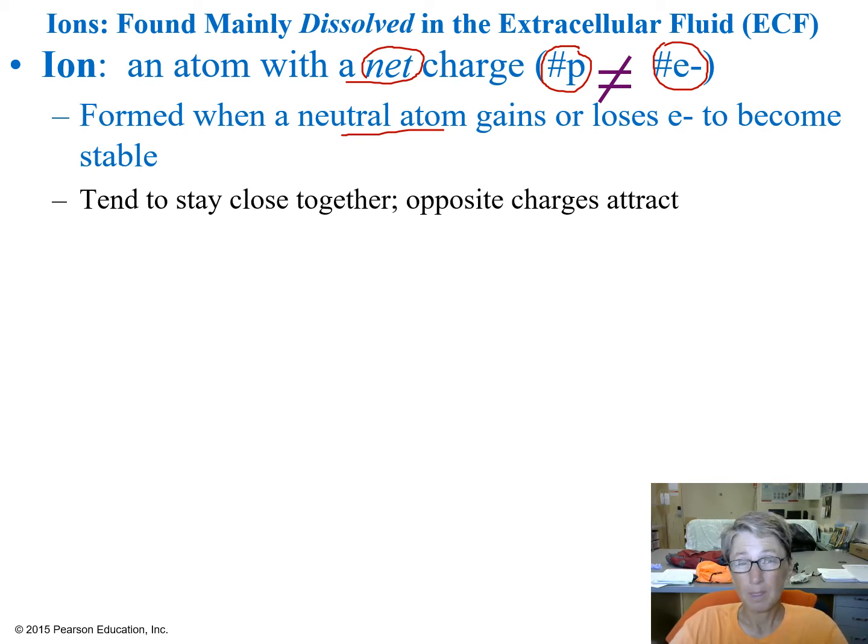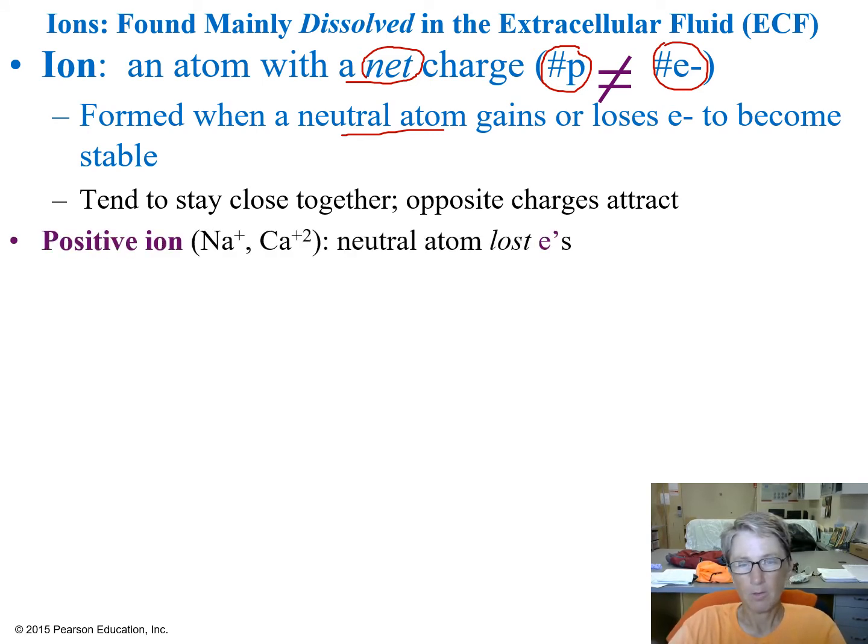Ions, if you have oppositely charged ions next to each other, they will attract. Remember, opposites attract? So that's why positive sodium and negative chloride ions are attracted to each other and they form table salt.